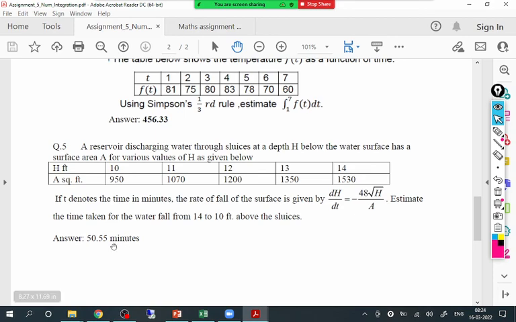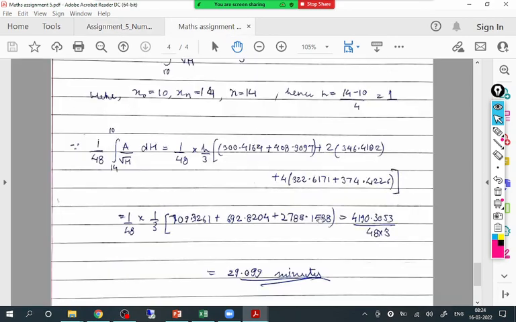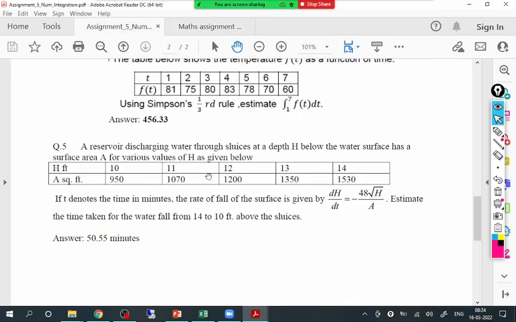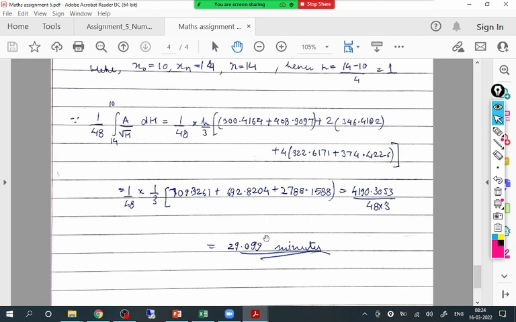And the answer is 29.099. But here the answer I got was 50 minutes. Where is the mistake then? Yes, everyone got 29. Yes, sir. So then my answer is wrong. Is that 50.55? Yes, sir. Okay, I will cross check also if there is a correction in your solution, and I will tell you. But right now, I will definitely say 29.099 is the correct answer there.